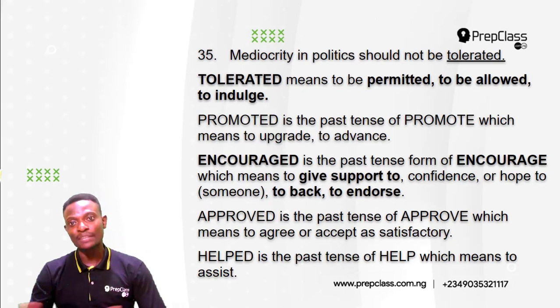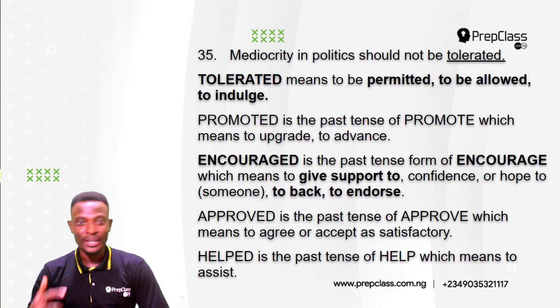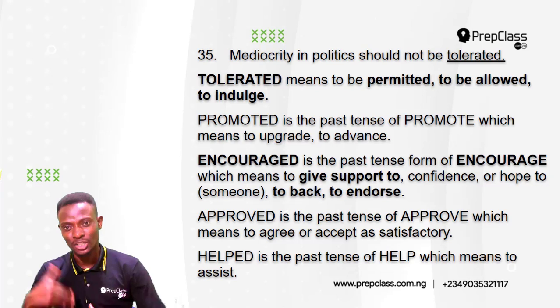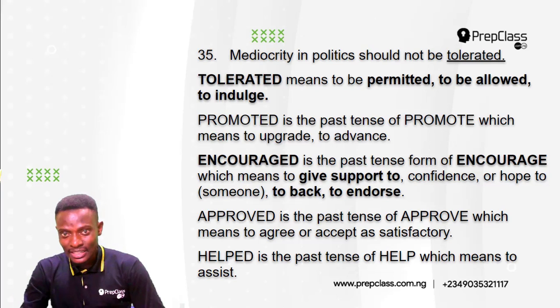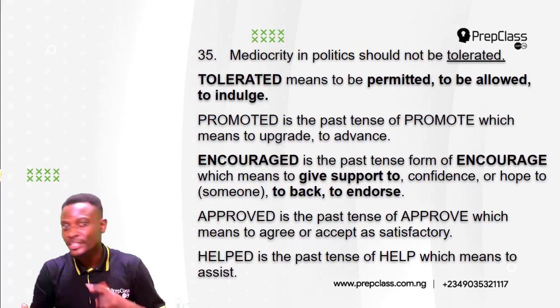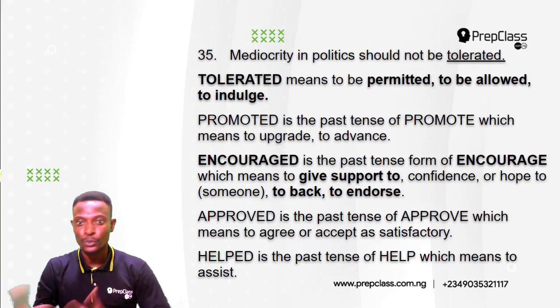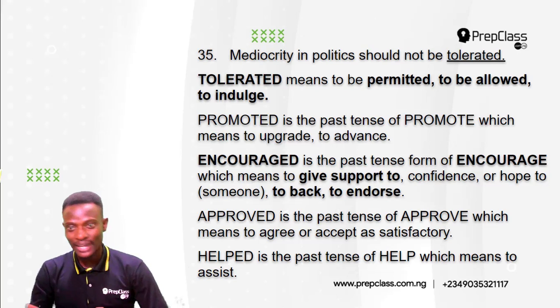Now, tolerated means to be permitted, to be allowed, to indulge. So mediocrity in politics should not be tolerated. It should not be permitted. It should not be allowed. You should not indulge mediocrity in politics. Now, option A, promoted, is the past tense of promote, which means to upgrade, to advance.